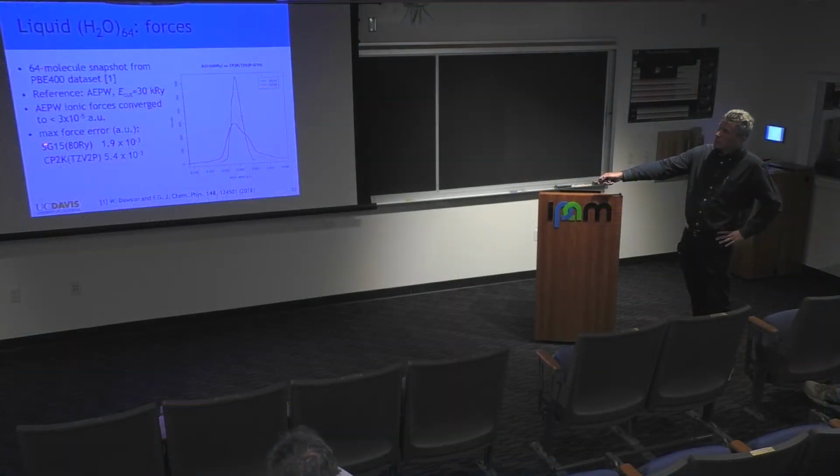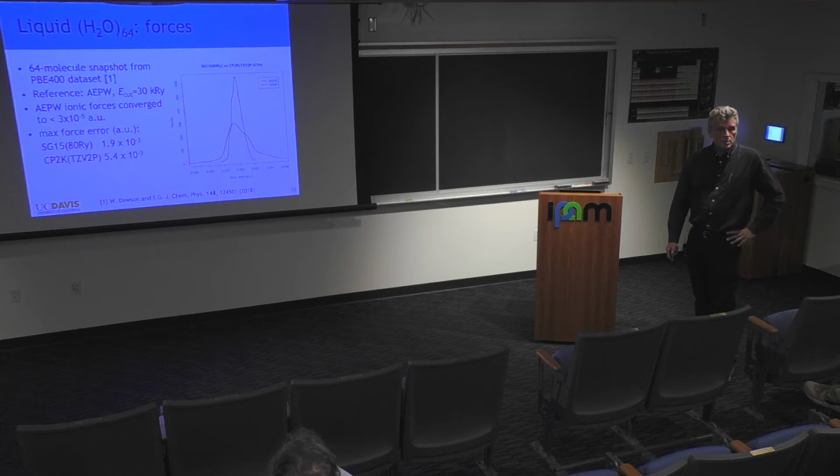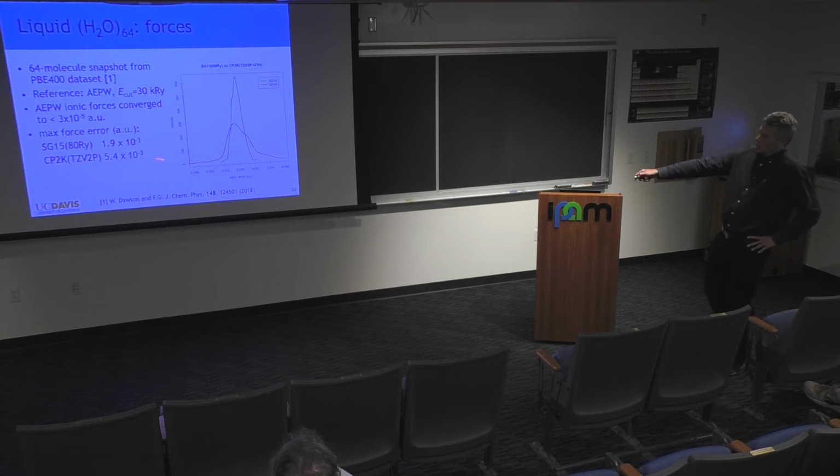And we see, for instance, that if we use our SG15 pseudopotential, the maximum force error is going to be 2 × 10⁻³. But if we use the CP2K code with a triple zeta with polarization basis set, something I'm not familiar with, but that's used quite frequently, the error is a little bit larger here. So I have this distribution of errors, right? The vertical line at 0 would be our reference with the all-electron plane wave. And if I use this pseudopotential, I have a slight error that's distributed with the black line. But if I use CP2K, I have a little bit broader distribution.